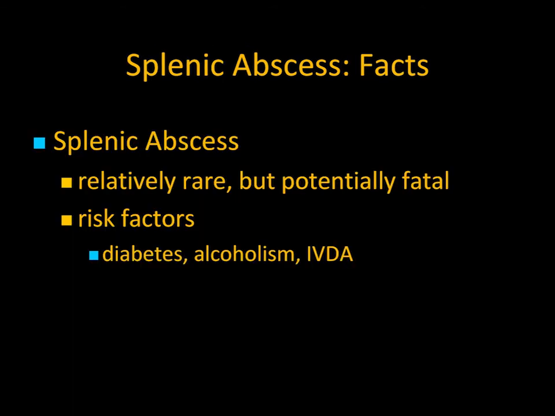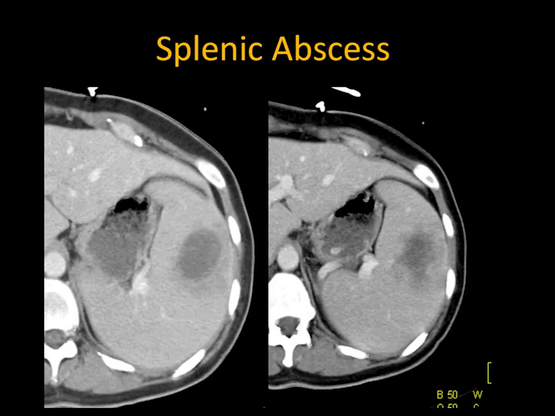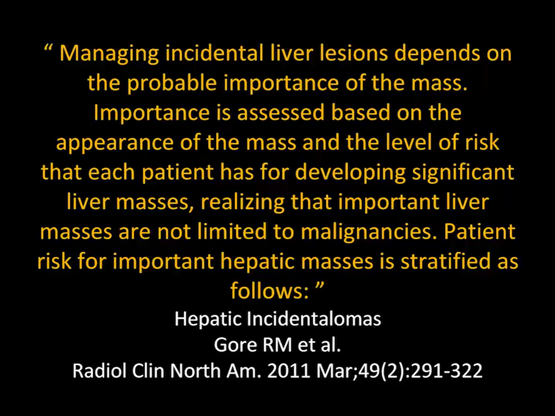Splenic abscesses are rare. The patients are sick. You don't pick up incidental splenic abscesses. Invariably, diabetes, alcohol abuse, and IV drug abuse are common things. But here's a low-density lesion. It's not a cyst. It's not a hemangioma. It's not a hamartoma. This looks like an abscess. Theoretically, abscesses and primary lymphoma can look similar, but this looks bad. And in a patient who's febrile, this was a splenic abscess.